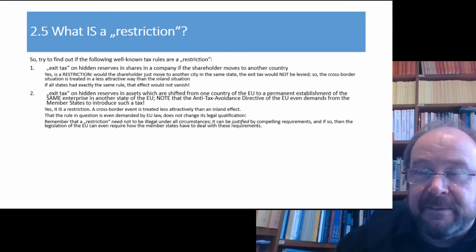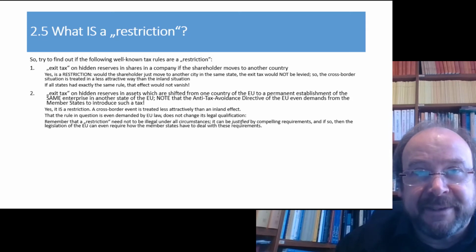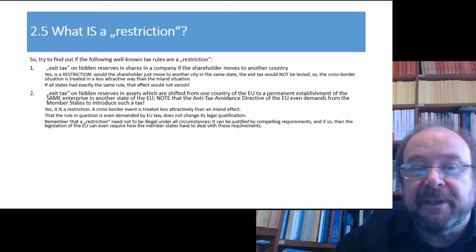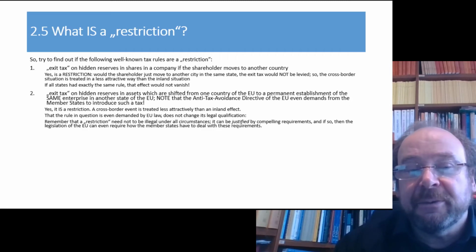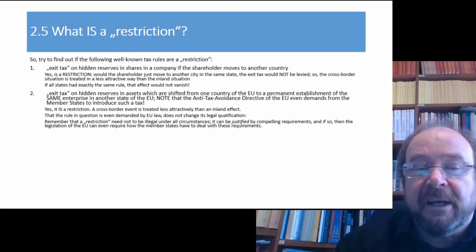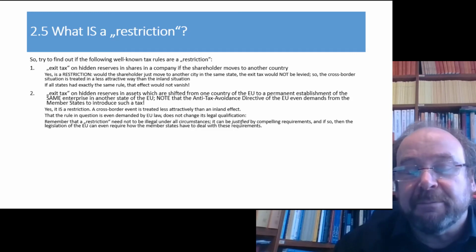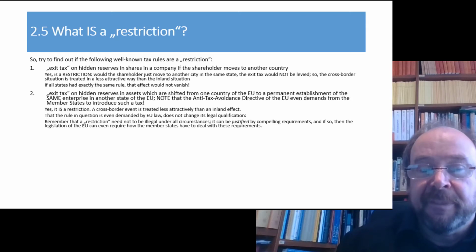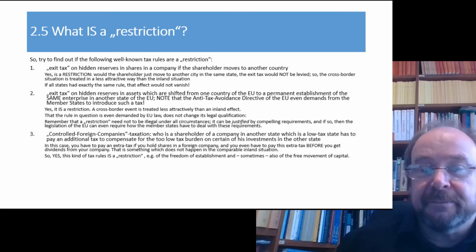So yes, it is a restriction, but you remember, a restriction can be justified as necessary under the treaty perspective. And if it can be justified by compelling requirements, then the legislation of the EU can even require how the member states have to deal with that problem, or that they have to deal with such a problem. So it is a restriction, although in most probability a justified restriction.